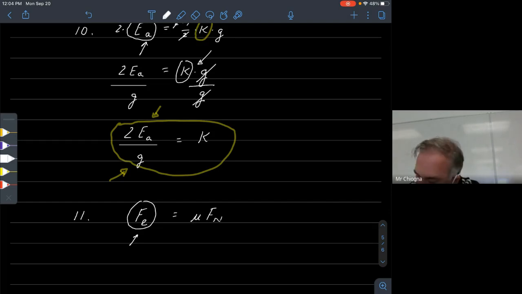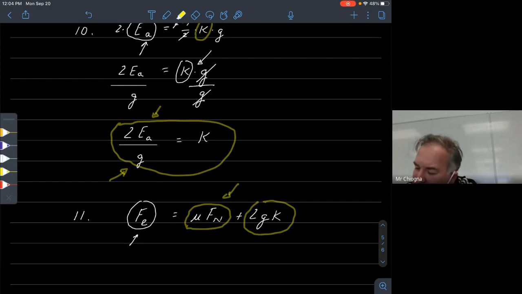I wrote out a similar one like this before. Let's solve for the K. I solved for the Fn in my example. Let's solve for the K. This is a term. This whole thing is a term.